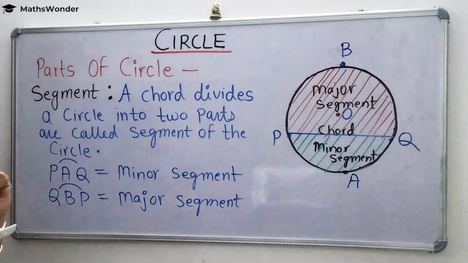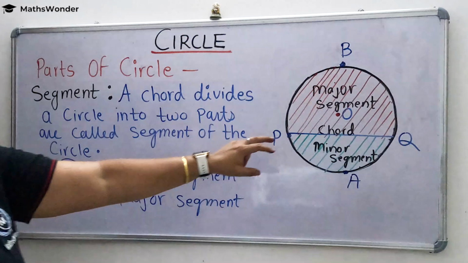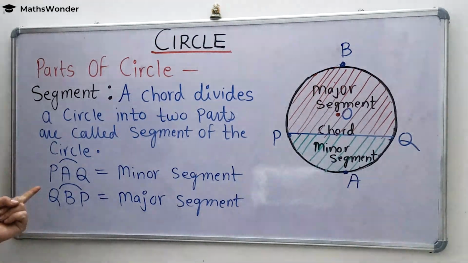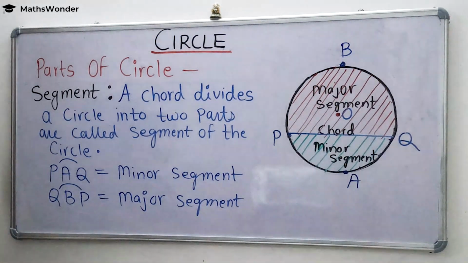So we have learned today there are many parts of the circle. First we started with the center of the circle, second radius, third diameter, fourth semicircle, fifth circumference, sixth arc, with major arc and minor arc, then sector, with minor sector and major sector, and the next is segment, with minor segment and major segment. So we have learned today very important parts of the circle. These are very basic fundamentals of the circle.